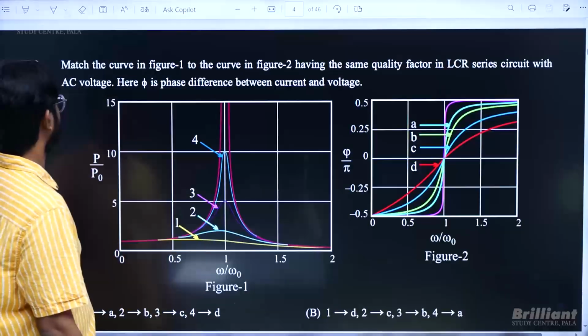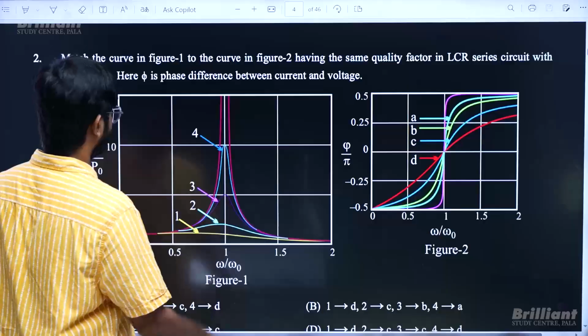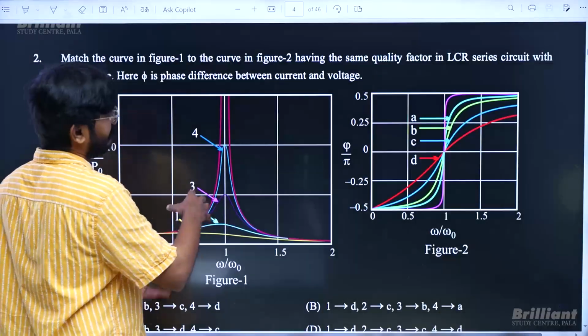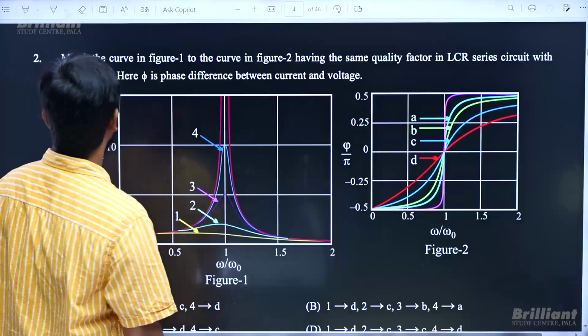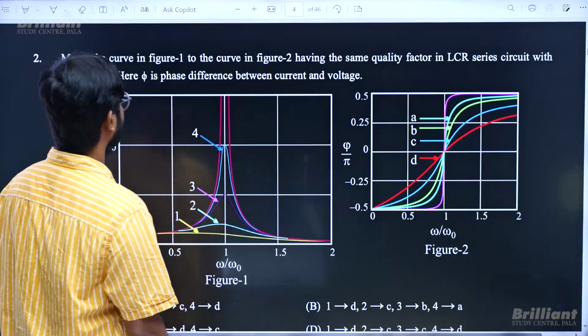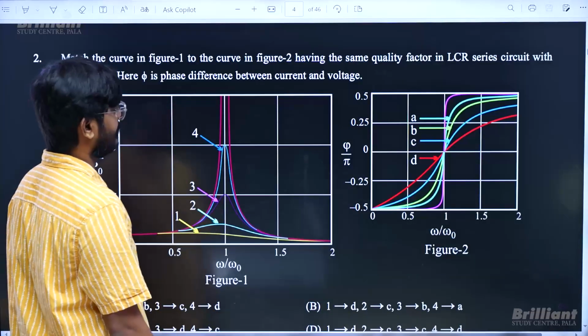Next, in the given question, match the curve in figure 1 to the curve in figure 2 having the same quality factor in LCR series circuit with AC voltage. Here phi is the phase difference between current and voltage.